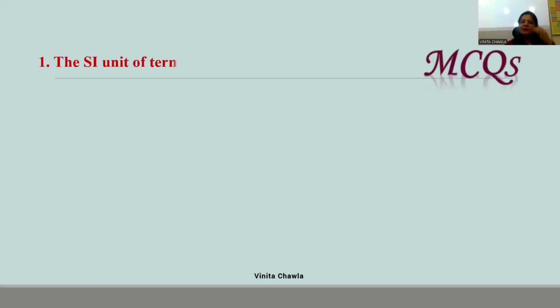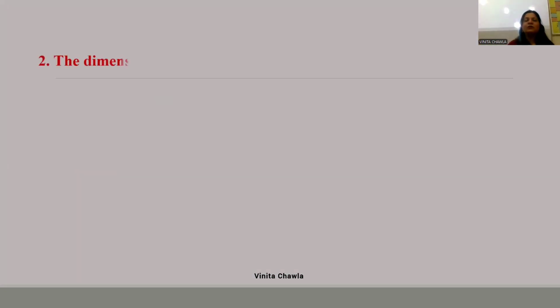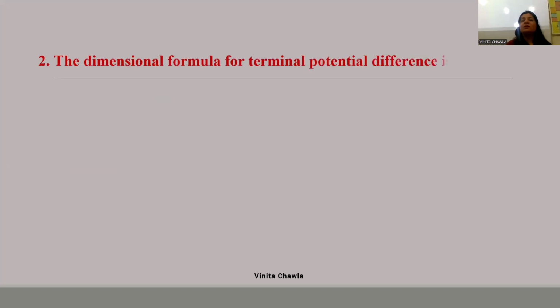Now we have questions based on this. The SI unit of terminal potential difference is volt. Very good. Second question, the dimensional formula for terminal potential difference is.